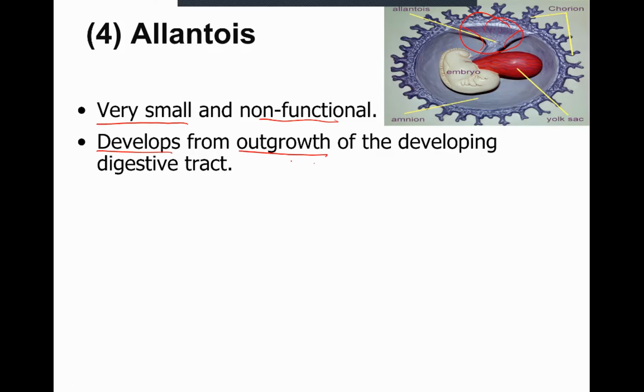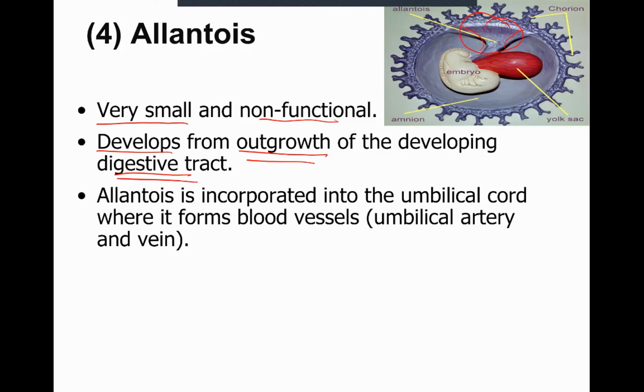It developed from outgrowth of the developing digestive tract. So dia seolah-olah develop macam sesuatu benda yang terkeluar, ataupun tertonjol from the development of digestive tract. Okay, allantois is incorporated into umbilical cord where it forms the blood vessels. Okay, tu salur-salur darah is developed from umbilical cord, where it forms the umbilical artery and also vein, atau bahasa Melayu kita panggil tali pusat. That's why tali pusat tu macam seolah-olah keluar daripada sebahagian daripada kita punya digestive tract. Keluar daripada pusat baby tu kan. Alright, so it somehow looks like an outgrowth from the developing digestive tract.